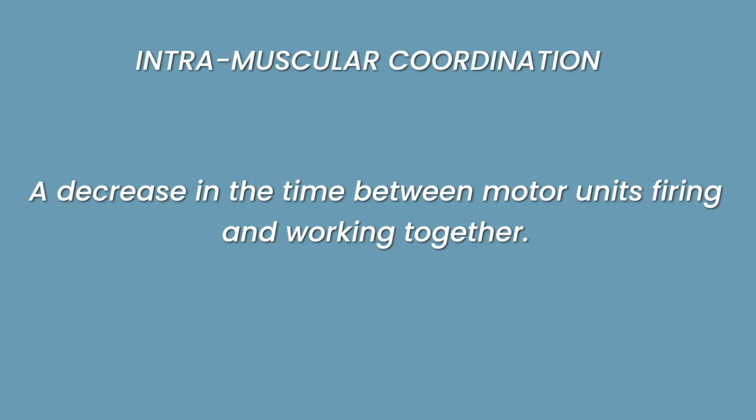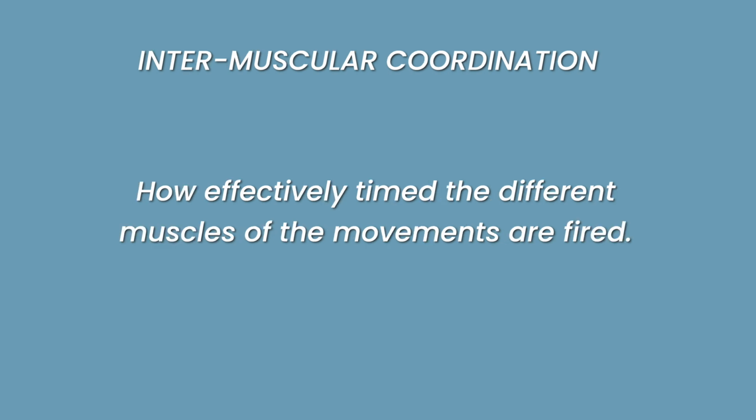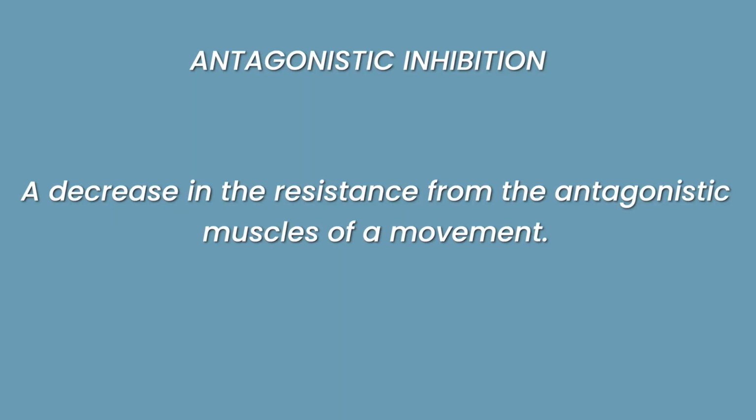Third method the central nervous system uses to increase strength is called intramuscular coordination. This is a decrease in the amount of time between motor units firing and working together. Next method is intermuscular coordination. This is how effectively timed the different contributing muscles of a movement are fired. So if you can fire all the muscles and muscle fibers at the same time, you're going to get more strength. Fifth method the central nervous system uses to increase strength is antagonistic inhibition.